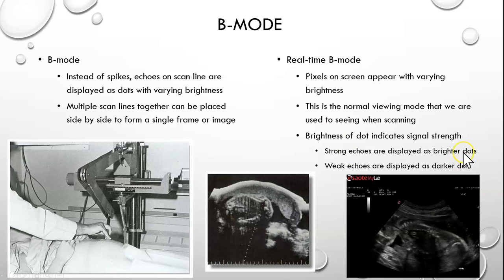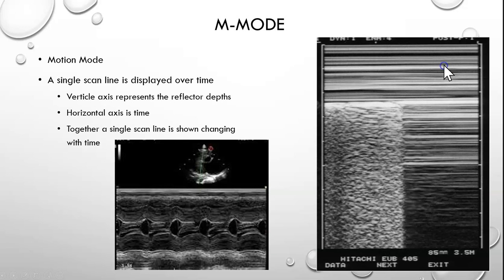And it's over time, of course. M mode is a single scan line displayed over time. The vertical axis represents the reflector depth, so near field to far field. The horizontal axis is time, so from the beginning to the end of the scan. Together, a single scan line is shown changing with time, and so right along this one axis we get a single scan line changing with time.